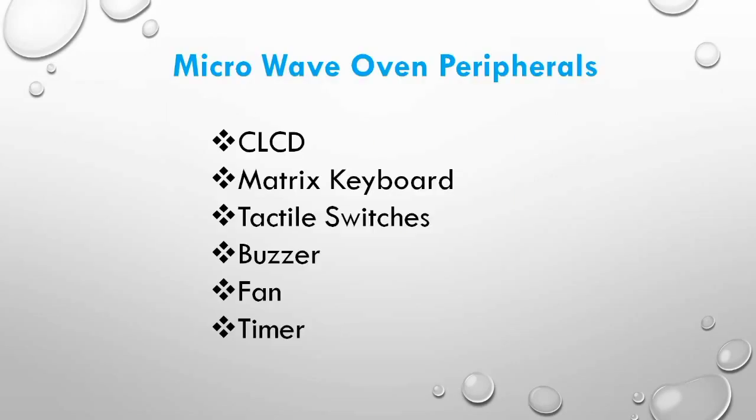Hi, I'm Jagadish from National Engineering College, Kovilpatti. My friend Jagan completed the C program and embedded system. Now I'm going to explain about the microwave oven peripherals. In a microwave oven, there are several types of peripherals: CLCD, matrix keyboard, tactile switch, pressure, fan, and timer.